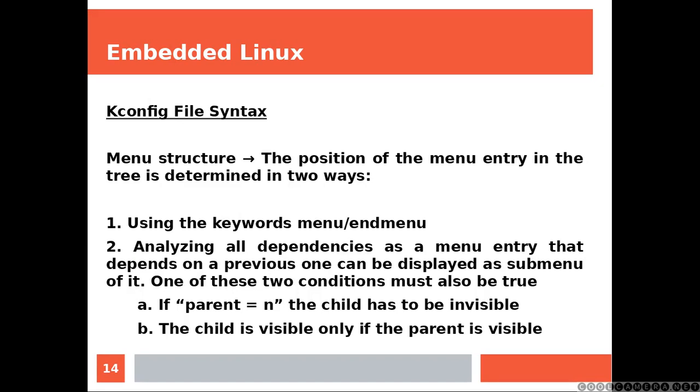Menu structure. The position of the menu entry in the tree is determined in two ways. Number one, using the keywords menu and endmenu. Number two, analyzing all dependencies, as a menu entry that depends on a previous one can be displayed as a submenu of it. One of these two conditions must also be true. If the parent is set to no, the child has to be invisible. The child is visible only if the parent is visible.